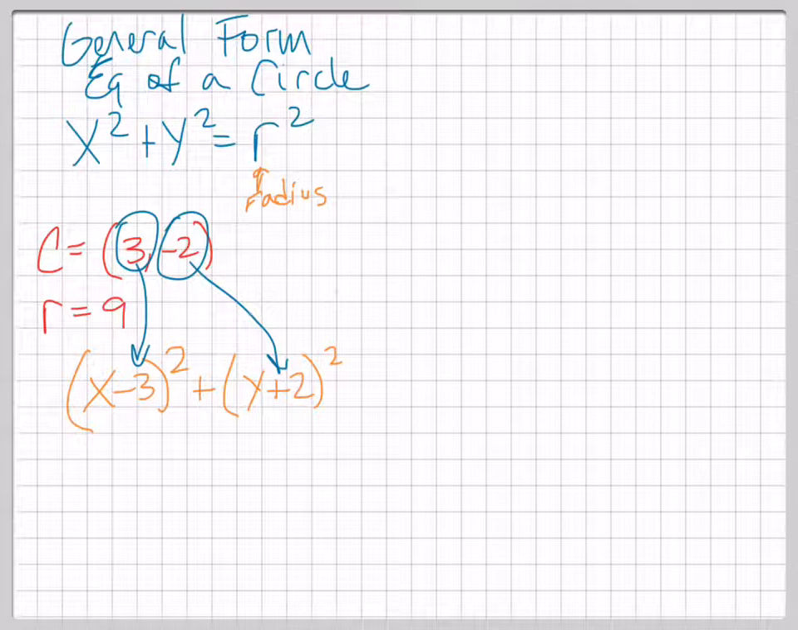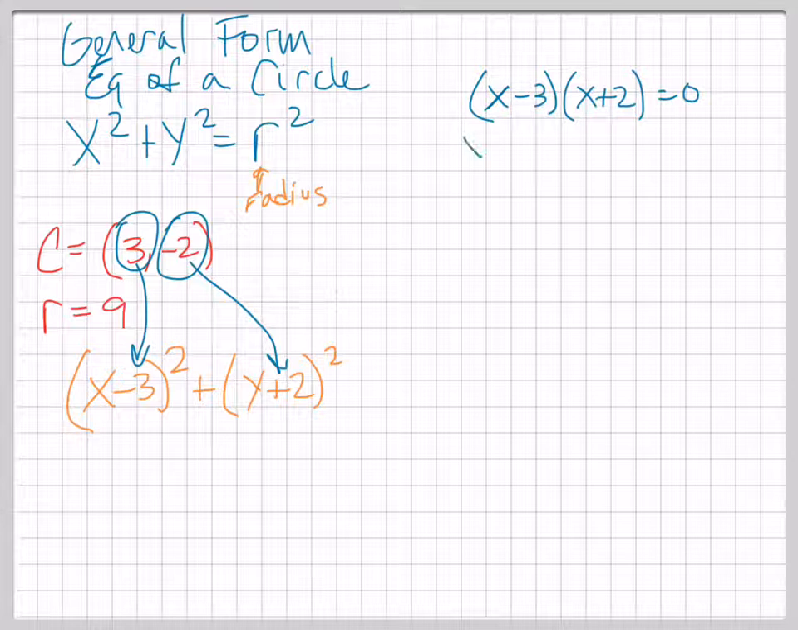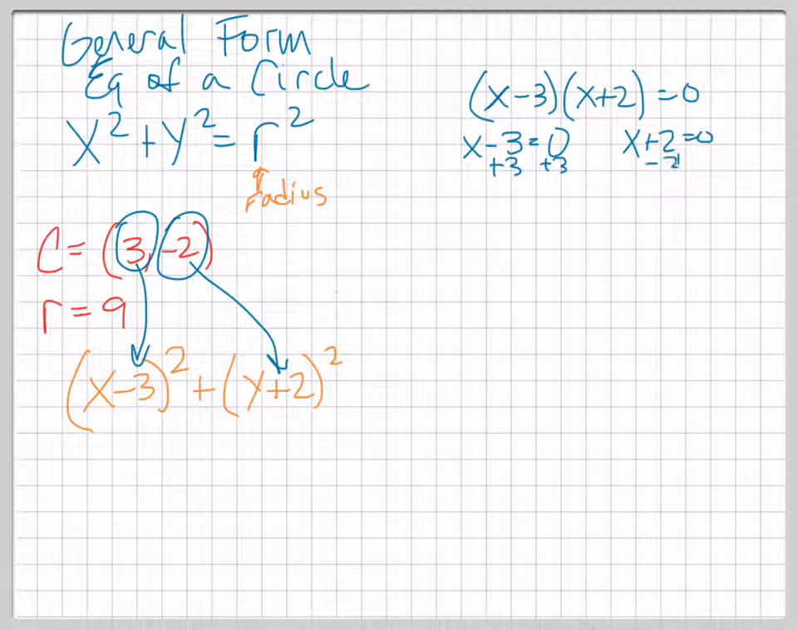But a lot of students ask, why did you change the signs? Why are they opposite? Well, think about when we factor a quadratic, right? If I had, let's say, x minus 3 times x plus 2 equals 0, wouldn't you set each piece equal to 0? x minus 3 equals 0, and x plus 2 equals 0. To solve it, you would have to do the opposite, right? Add 3, subtract 2. And that's why when we write it back in parentheses, we have to write the opposite.